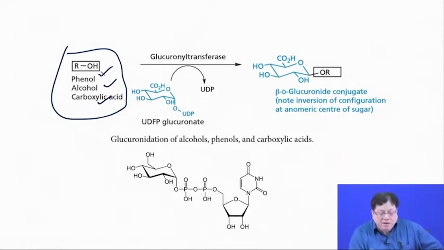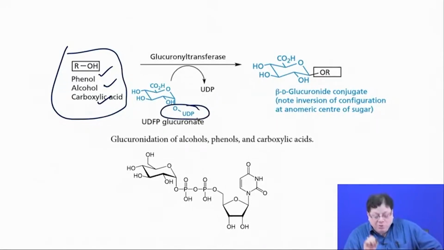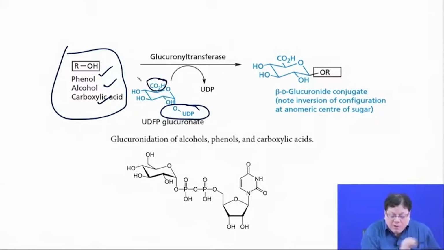Glycosylation. Earlier it was the uridine diphosphate, to make it a good leaving group. So, this is UDP glucuronate. Remember, glucose has a CH2OH here. In this case, it is carboxy. That means it will be more soluble in water.